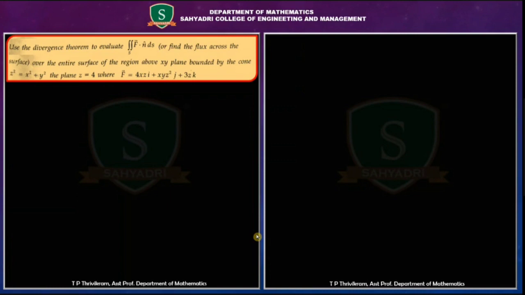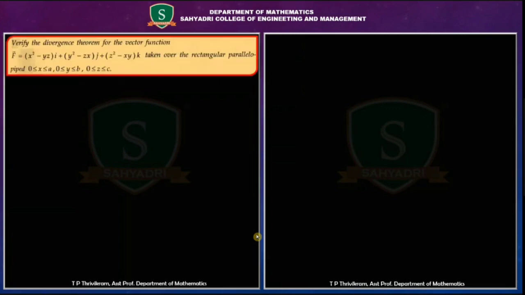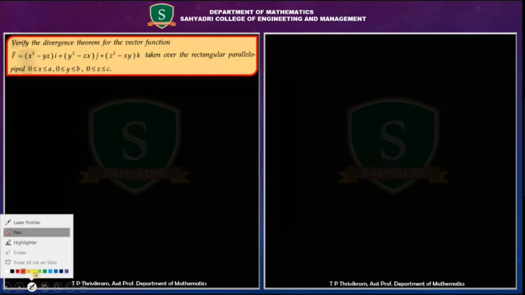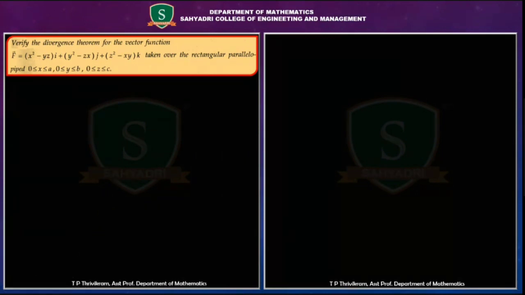start with this problem. Verify divergence theorem for a vector function. Vector function f is equal to this much. So using Gauss theorem, we need to verify it. Okay. So first we'll do by triple integration or volume integration, and then we'll proceed for surface integral. And we have to check volume integral and surface integral will get the same value or not. Okay. So solution.